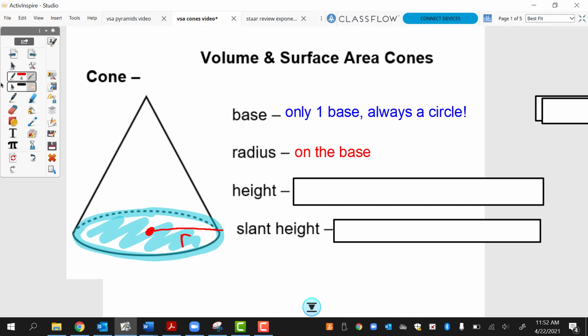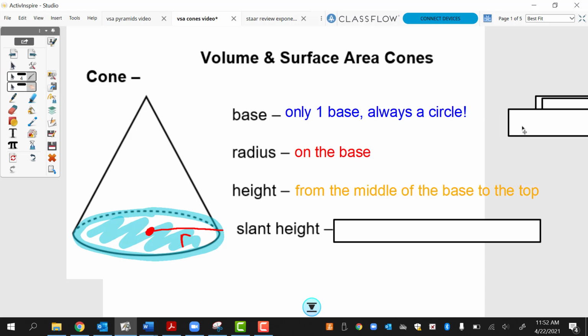That's the radius. Okay, now in a cone, there's two different heights. There's the regular height, like we've been talking about. It's from the middle of the base to the top. So when I say the middle of the base, I'm talking about the center down there. So it goes from there up to the tip up there, and it makes a nice little right angle, and that is height, okay? So it's going through the middle of the cone.